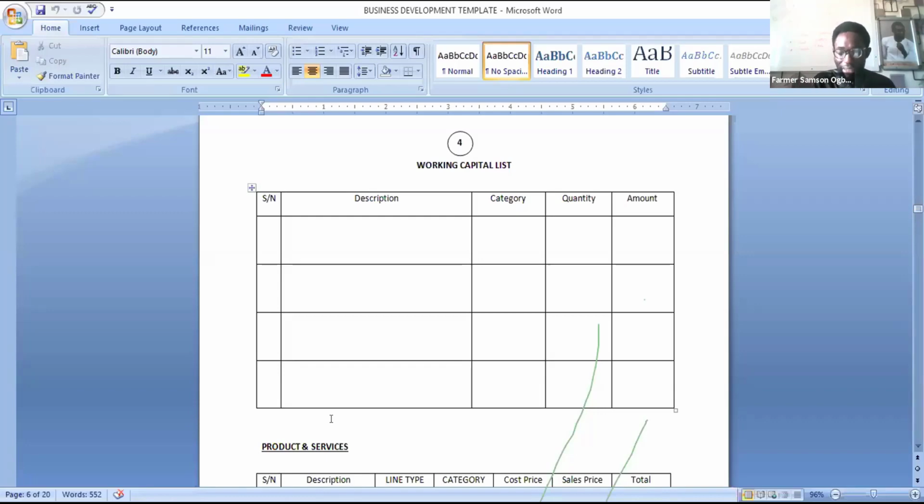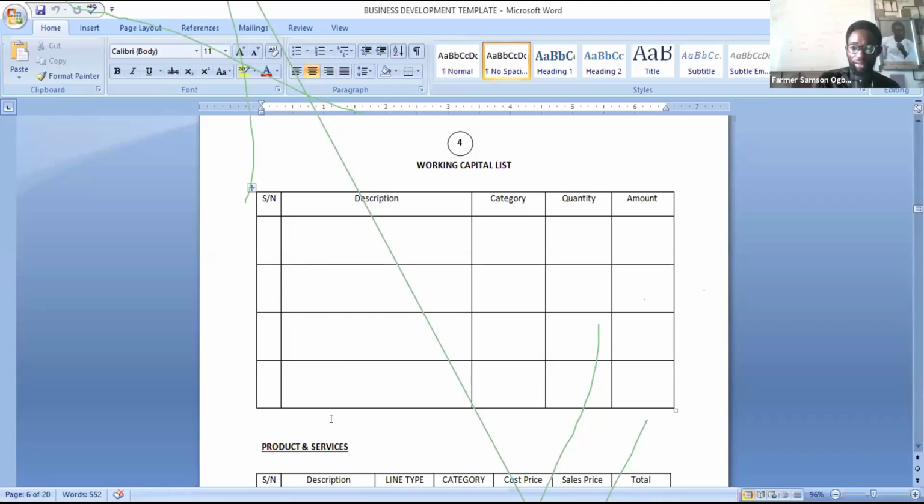So number 1 is rent. You may want to pay for rent, so describe it. Under category, you'll be able to pick rent. Under quantity, probably you are paying for 4 months, 6 months, or 3 months. Then what is the amount? So that is 1.